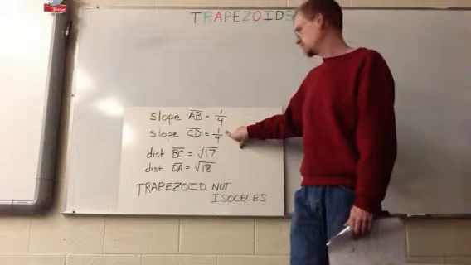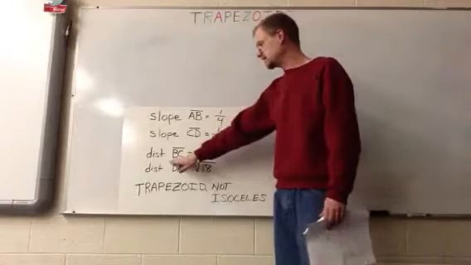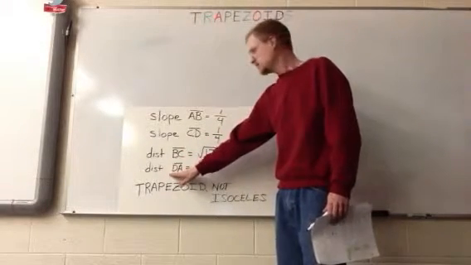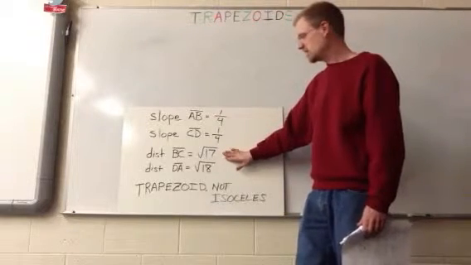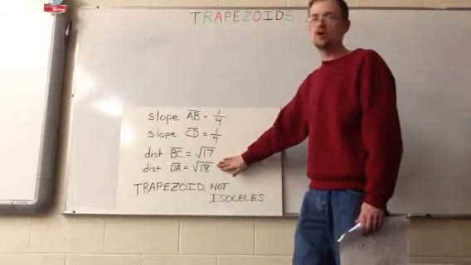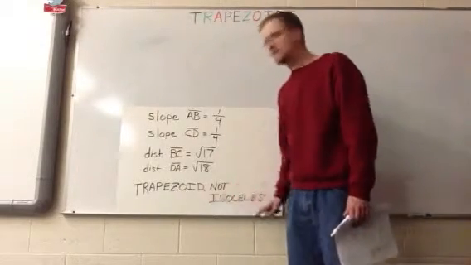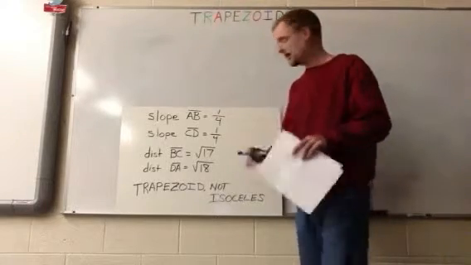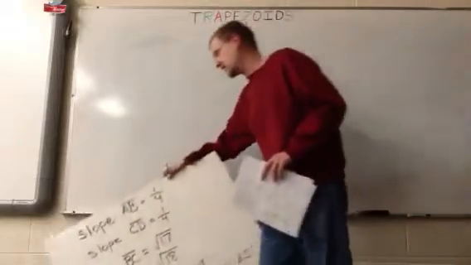We have a trapezoid. So, if those 2 are your parallel sides, your legs had to be BC and DA. You would have found the distance of BC is square root of 17 and DA is square root of 18. Close, but not close enough. This is a trapezoid, but not isosceles. All right, so we've got a couple examples of the coordinate geometry down.